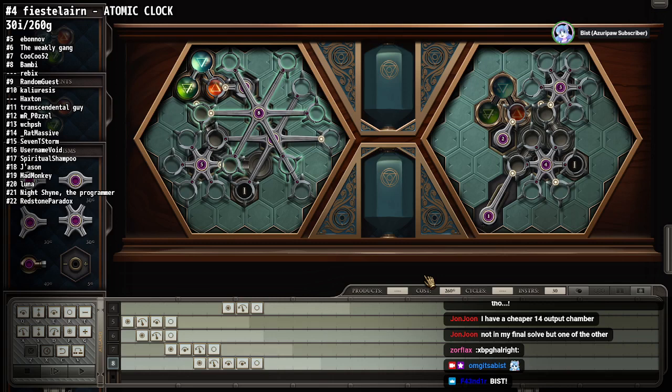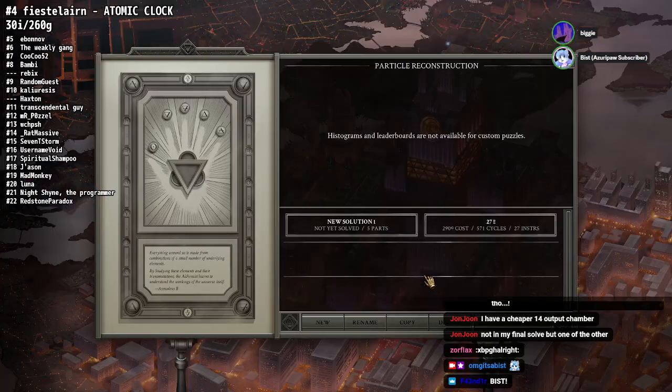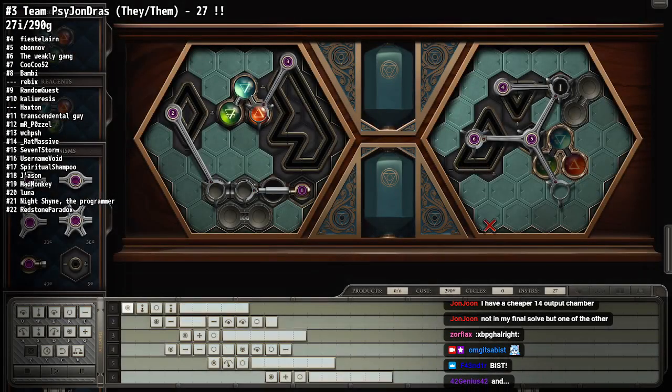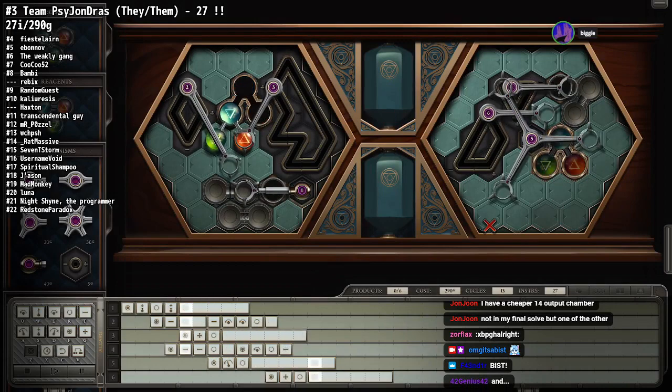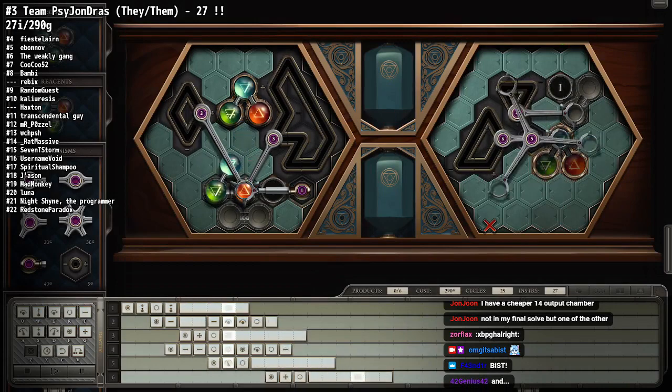Next up, in third place, at 27 instructions, that's me. It is not Team 42, it is Team Saijondras at 290 gold. Oh my gosh. Okay, so the combination of Saijondras and Biggie can get 25.